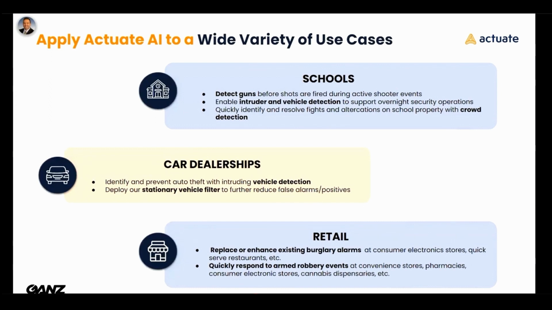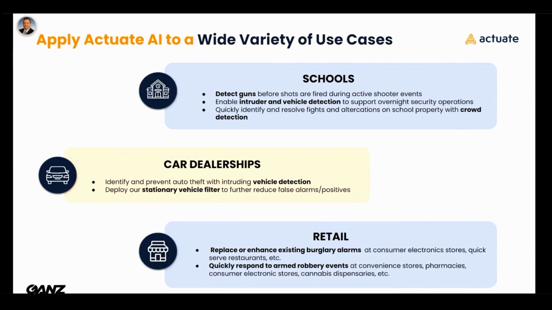We use AI in a variety of use cases. For example, in schools, we can detect guns before they enter the building, and certainly before a shot is fired. Intruder detection is typically used to protect campuses overnight, and crowd detection is used to alert school resource officers when fistfights and other events happen that they would want to know about.